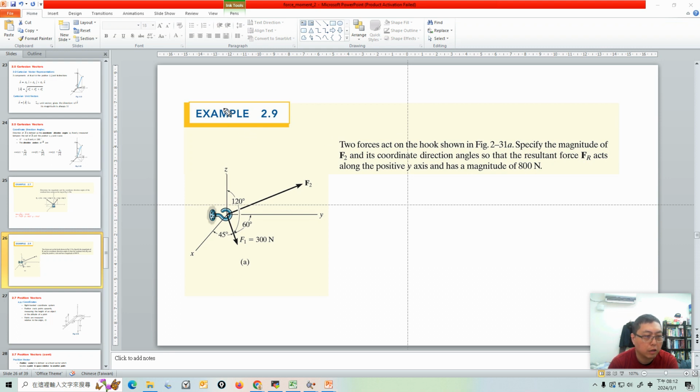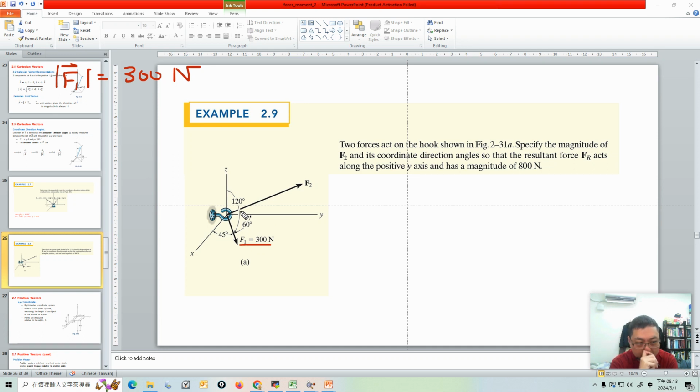He gives us F1, and here he's given the magnitude. The magnitude of force one is 300 newtons. He also gives some information about the directional cosines of the force F1. The angle between the x-axis and the F1 force vector is 45 degrees, the angle between the F1 force vector and the y-axis is 60 degrees, and the angle between the force one vector and the z-axis is 120 degrees.